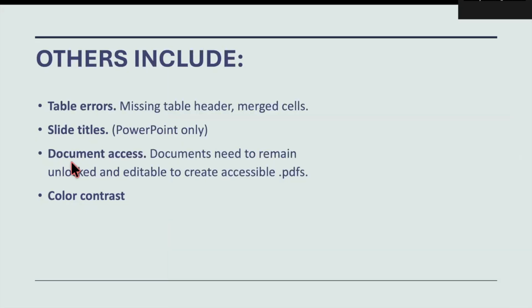Other errors the accessibility checker may draw your attention to include table errors. All tables need headers. Microsoft is going to walk you through this, whether you're in Word or PowerPoint, it's going to walk you through fixing these table errors. Merge cells are always an issue. Figure out if you really need to merge cells, but if you do, don't be surprised if the accessibility checker pops up and is like, hey, I see you're merging some cells. I'd like to talk to you about your choices.